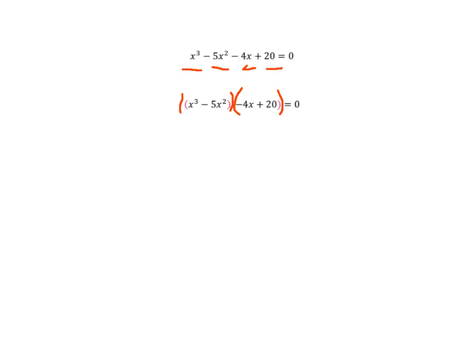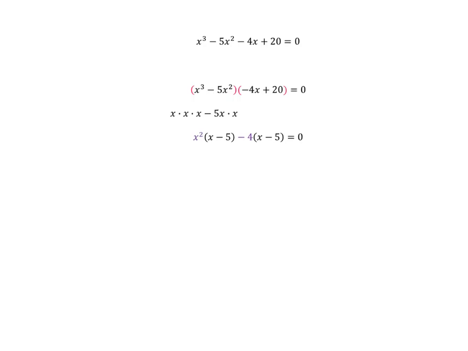You may be wondering what you have to do after you've grouped. Well, the next step is going to be to pull out the common factors. Common factors are numbers which have variables in common. For example, 9 and 6 both have 3 in common. Just like that.